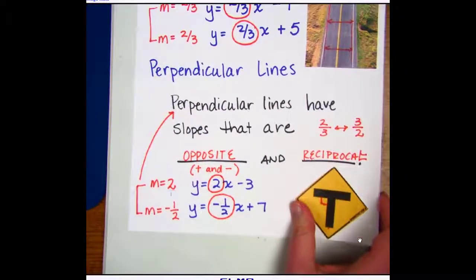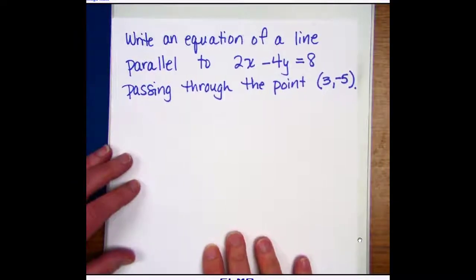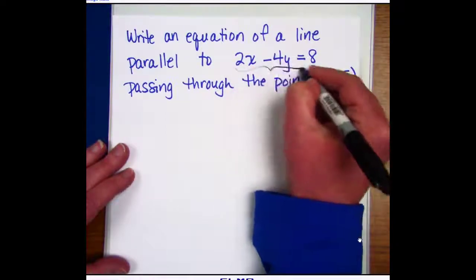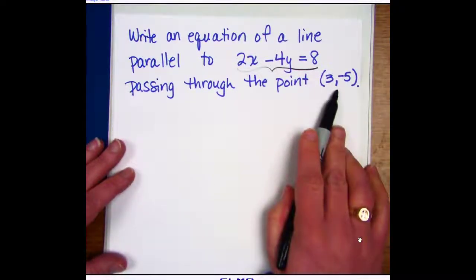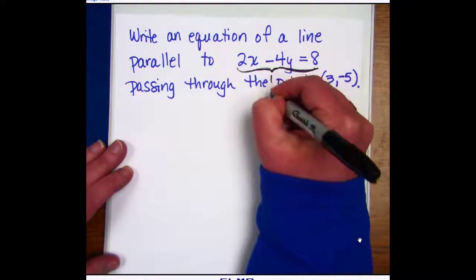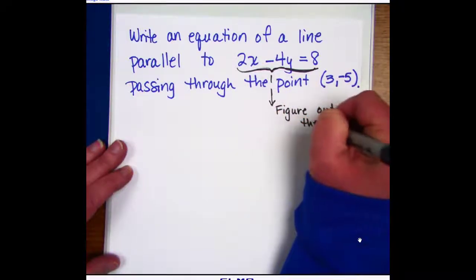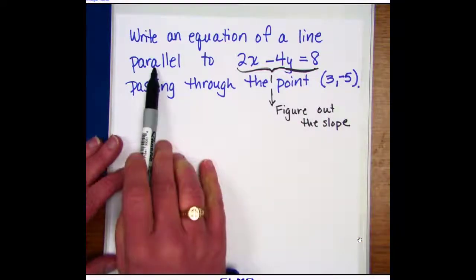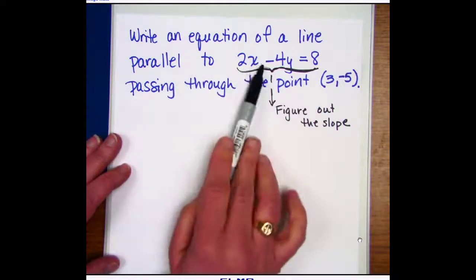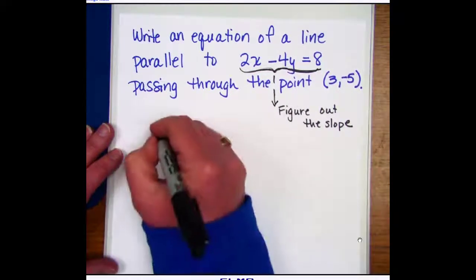So how do we use this to construct equations of parallel and perpendicular lines? Well, I have a couple of examples. This type of problem will say, write an equation of a line parallel to, and then they give us a formula for a line, passing through a given point. What we're going to do is take the line that they've given us, and the only thing we're going to do with this is figure out the slope. Why? We want to construct a parallel line. If we're given a line that it's parallel to, we know that parallel lines have the same slope. So if we figure out the slope of this line, we will know what the slope of our new line needs to be.